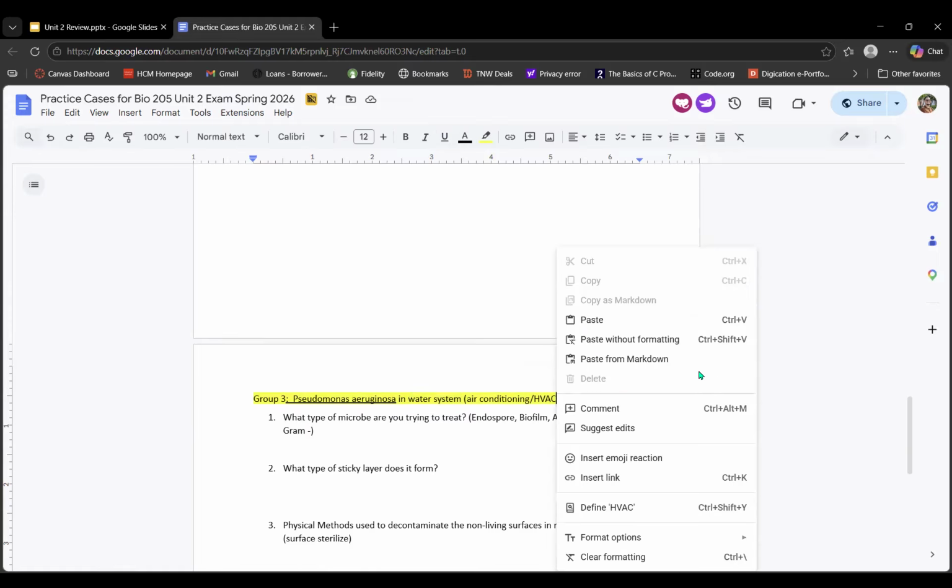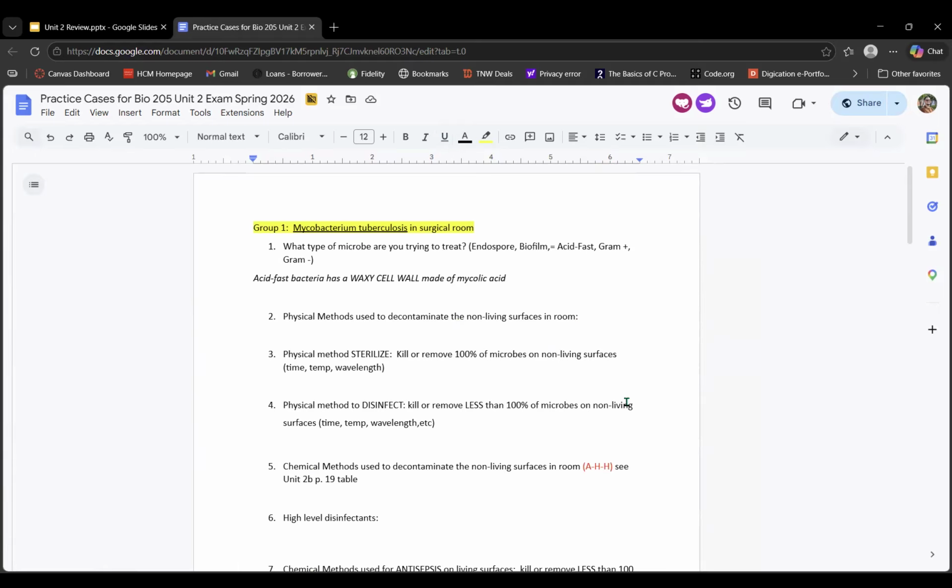So when you're answering these, take page 7, take page 10. I started you off here with a quick answer: Mycobacterium tuberculosis, what type of microbe are you trying to treat? That's the first question you should ask yourself in all of these case studies on the exam. What type of microbe is this? Is this gram positive, gram negative? Is it an endospore former? Because depending on your answer, that will determine how you're going to sterilize it, how you're going to disinfect it if you can, i.e., an endospore cannot be disinfected, it has to be sterilized, and also what chemicals and what drugs you can use to attack it.